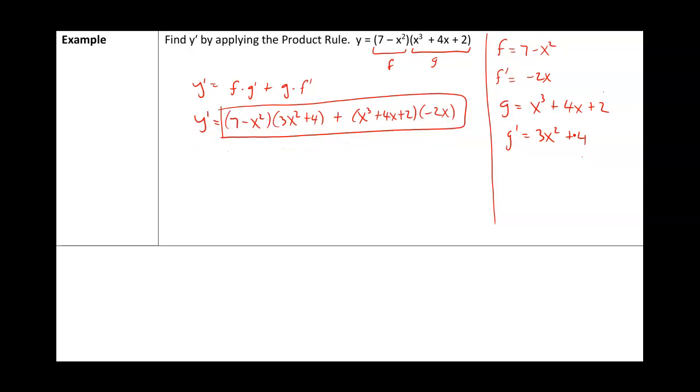Now I can just plug all this information in. My f is 7 minus x squared, times 3x squared plus 4. That's my f times g prime, plus g, which is x cubed plus 4x plus 2, times my f prime, which is negative 2x. Just be aware that MyOpenMath will accept this as an answer, but in, let's say, a Calc 2 class, you might have to actually distribute and combine like terms and all that kind of good stuff.